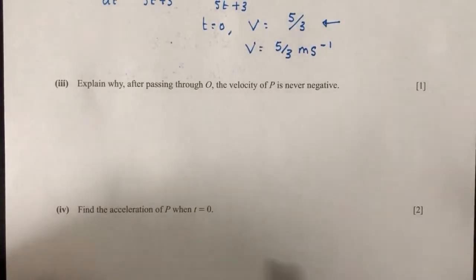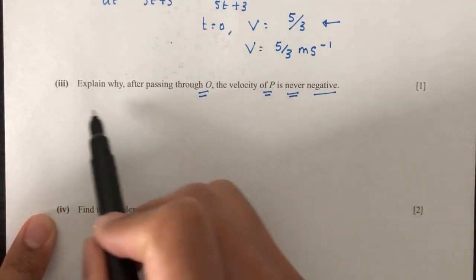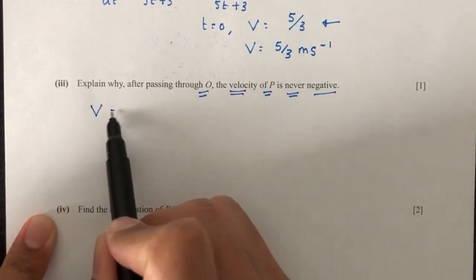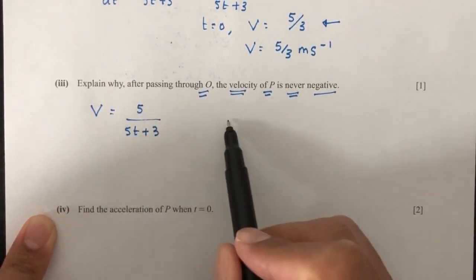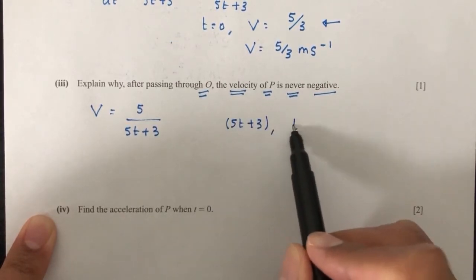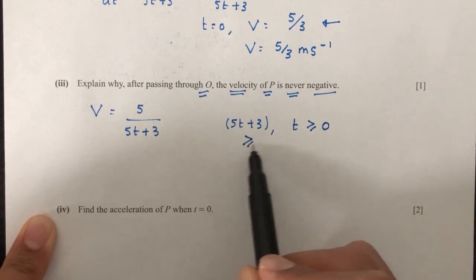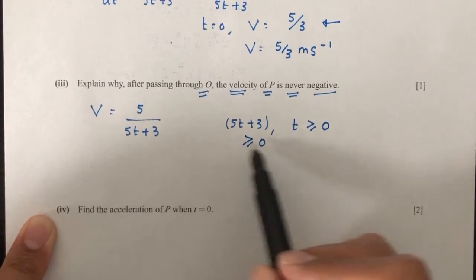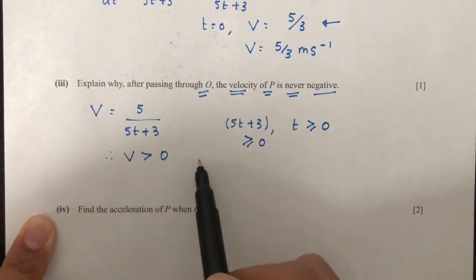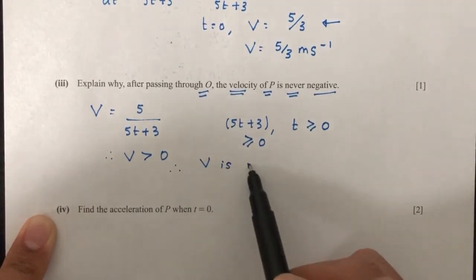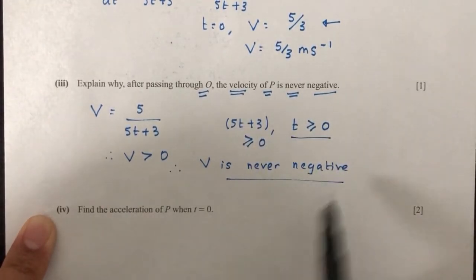So part 3, explain why after passing through O, the velocity of P is never negative. So what is the formula for v? Velocity is v equal to 5 divided by 5t plus 3. As you can see, this term is made up of 5t plus 3. T is time, and time can only be bigger or equal to 0. So this thing can never be negative. It is positive, and it cannot be 0 because you cannot divide by 0. So if this is always positive, it means that v will always be more than 0. That's why we say v is never negative, because you have to explain it like this.